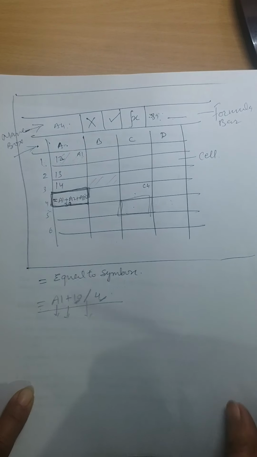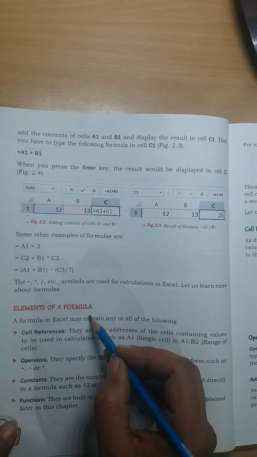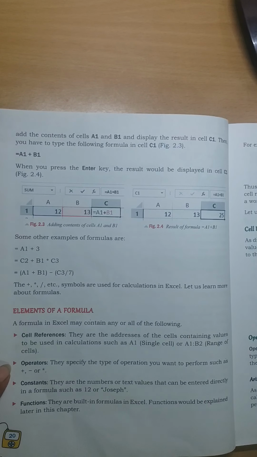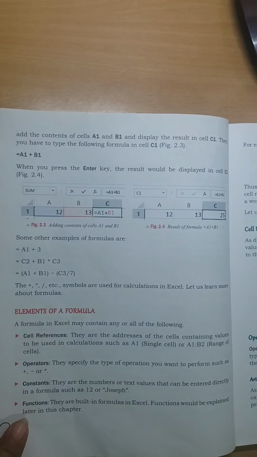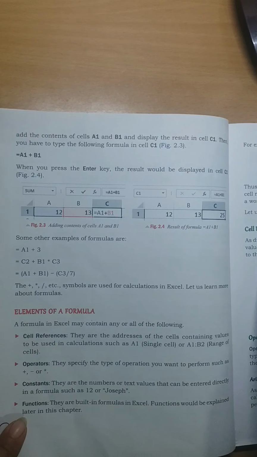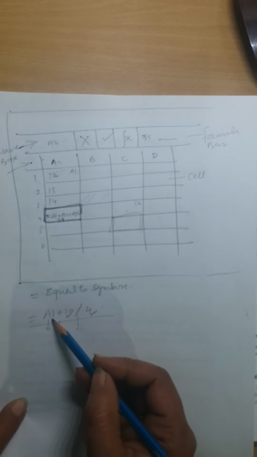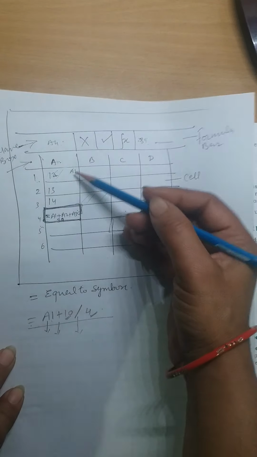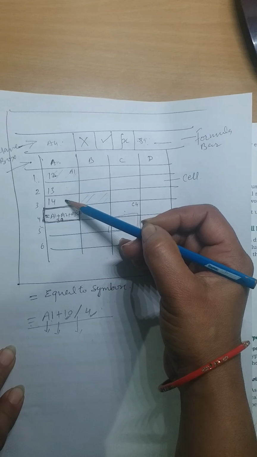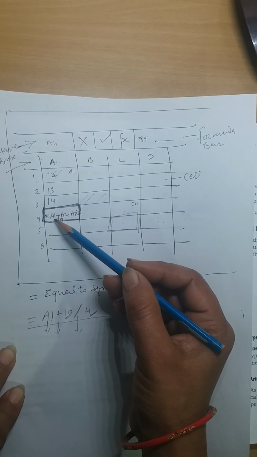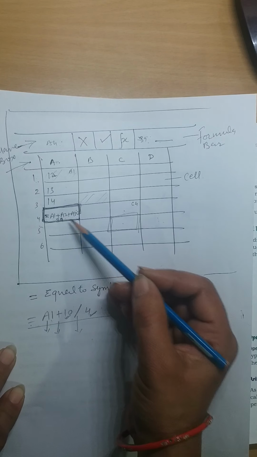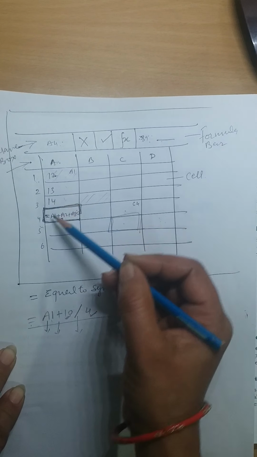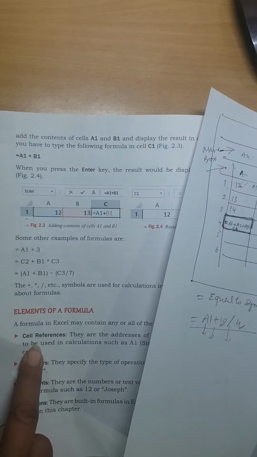So what are the various elements of a formula? The various elements of a formula are the cell reference, operators, constant and function. So what is the cell reference? Whatever cell address you use in your formula will be considered as a cell reference. As you are adding all these three cell values, we have written here A1 plus A2 plus A3. Means A1, A2 and A3 are referring to various cells. So they are considered as cell references.